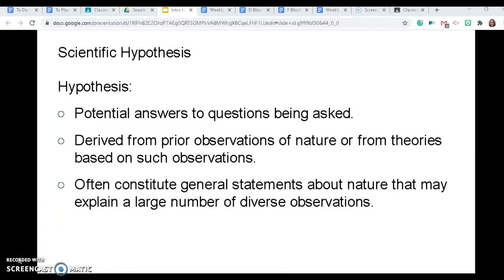So, hypotheses are potential answers to questions being asked. They are derived from prior observations of nature or from theories based on those observations. And they are very general statements about nature that may explain a large number of diverse observations. And we'll talk some more about this further in this presentation.